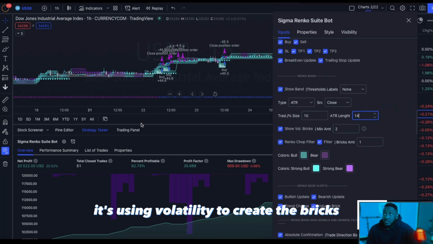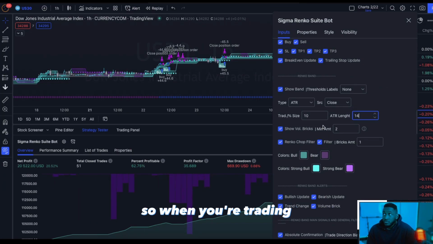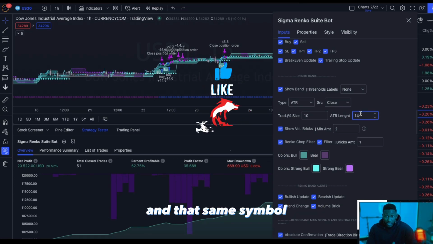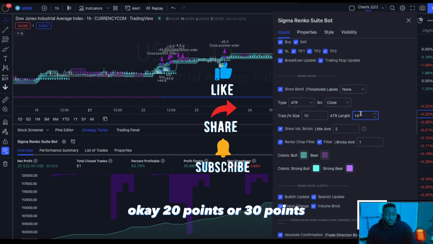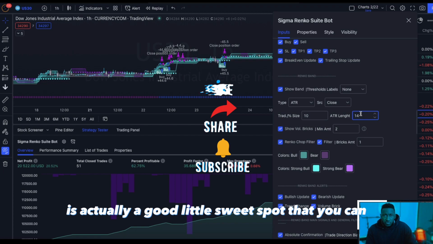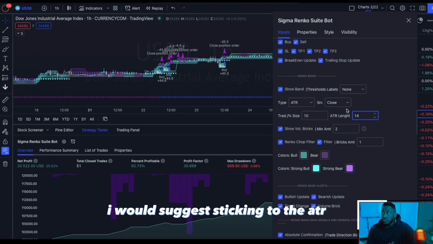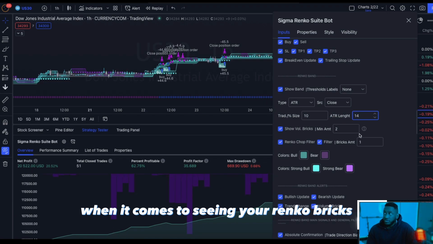It's using volatility to create the bricks. So therefore it's always measuring and updating in real time. So when you're trading, especially when you're new, I would suggest go with the ATR until you've played around with Renko bricks enough, and that same symbol enough, where you start to understand, okay, 20 points or 30 points is actually a good little sweet spot that you can make your own. But if you're new here, I would suggest just sticking to the ATR and just playing with the length when it comes to seeing your Renko bricks.